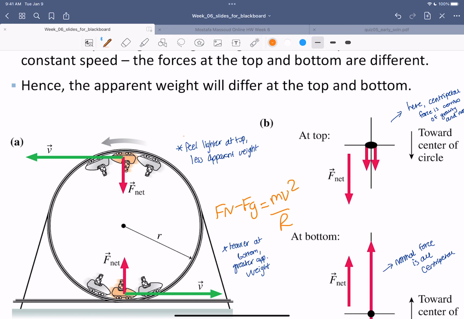Normal force is smaller than gravity here. Because if normal force is smaller, your apparent weight is smaller, and therefore you feel lighter at the top. Here, normal force is greater than gravity, so apparent weight is greater, so you feel heavier at the bottom.